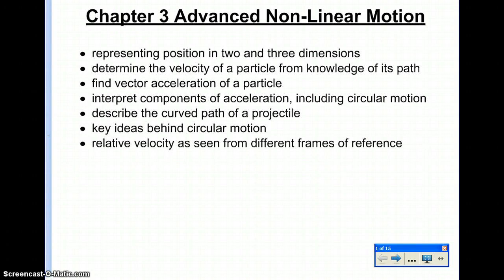I want to cover some key ideas behind circular motion and also talk a little bit about relative velocity. What's nice about this chapter is that there's not much new to tell you here. It's more a refresher of some things. So I'm not going to spend as much time in Chapter 3 as I did in Chapter 2. But I do want to talk about some things.